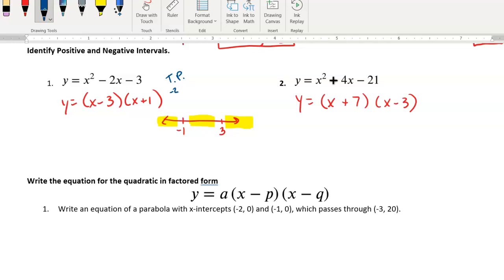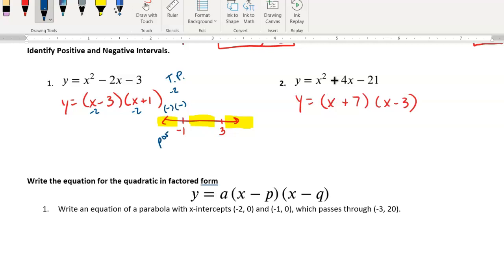When I put negative 2 in here, negative 2 minus 3 would be a negative number. I don't care about the value. Yes, it's negative 5, but it would be a negative number. And negative 2 plus 1 would also be negative. So I'm putting negative 2 in each of those spots, and that would result in a negative answer in the first set and a negative answer in the second set. Then we would have a negative number times a negative number, which would be positive. So between negative infinity and negative 1, it's going to be positive.